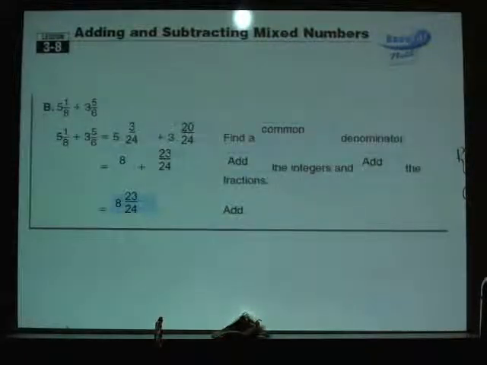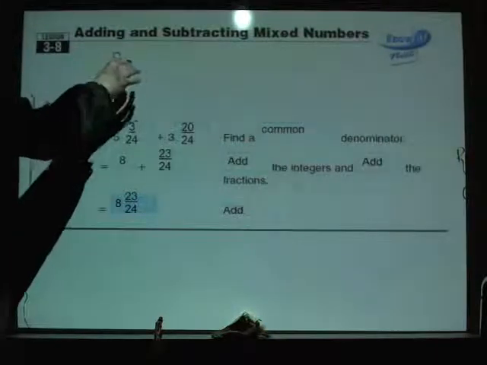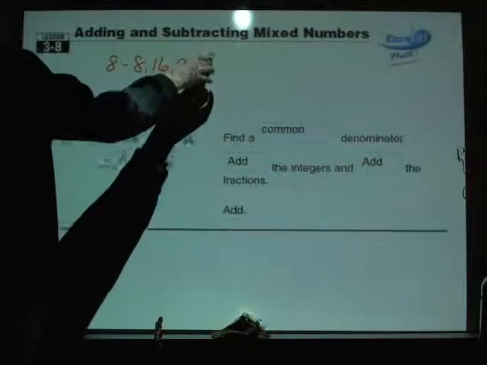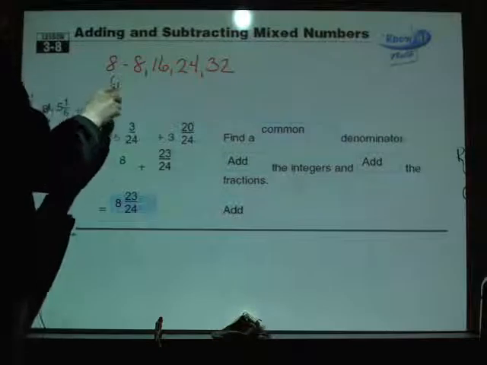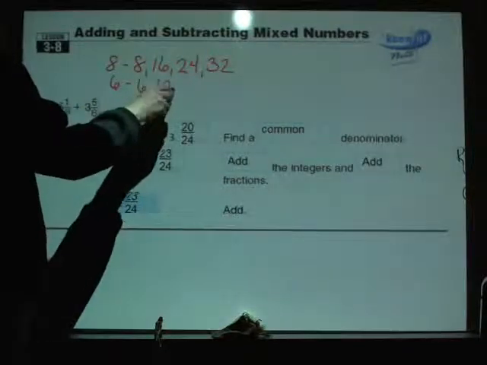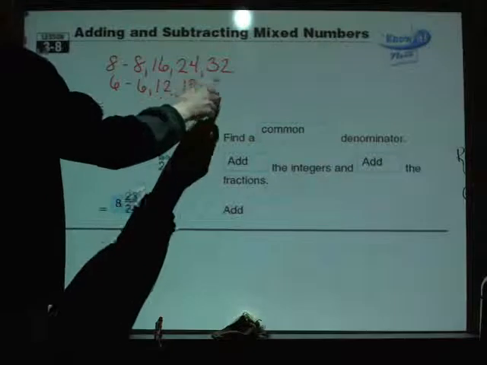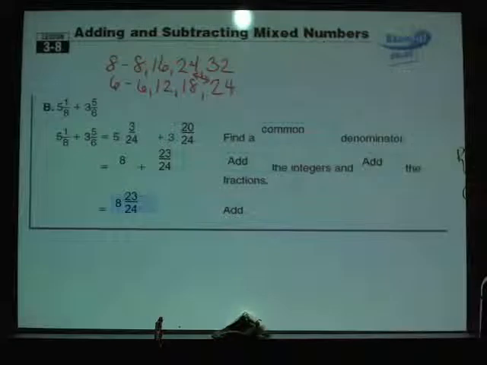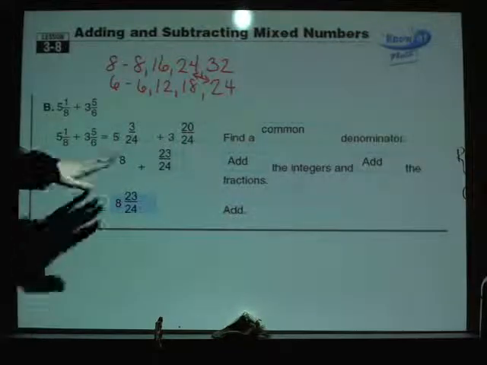Here's 5 1/8 plus 3 5/6. So again, we have different denominators here, so we're going to have to start off and get a common denominator. Common denominator of 8 and 6 is 24. The 8 list goes 8, 16, 24, 32. The 6 list goes 6, 12, 18, 24. The match is at 24. So the least common denominator, the least common multiple of the denominators here is 24.